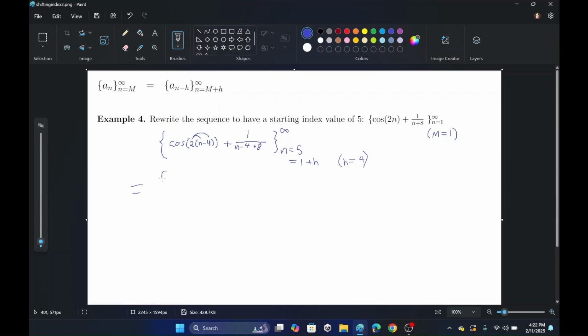Let's go ahead and do that simplification. So we have the cosine of 2n minus 8. And then it's that plus 1 over, simplifying this denominator, n plus 4. Yep, so that's our expression, and it goes from n equals 5 to infinity.